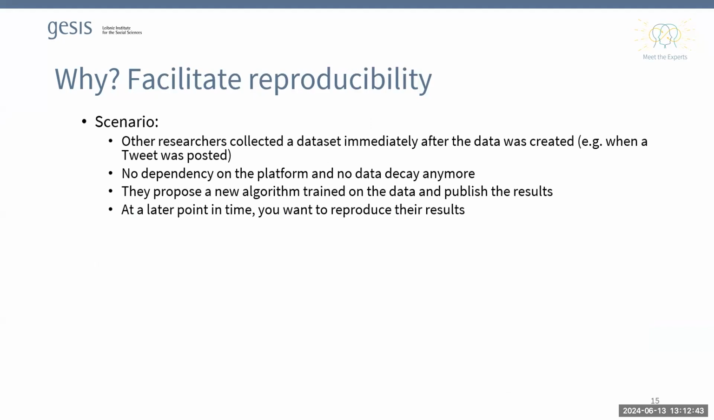Also, preserving the data facilitates reproducibility. If we think about the following scenario, let's say other researchers already collected the data immediately after the data was created. So they are not dependent on the platform anymore. They do not have this data decay problem. And they train some new algorithms, some new model on the data, and they publish the results. And then half a year later, you want to reproduce what they actually did in their study.